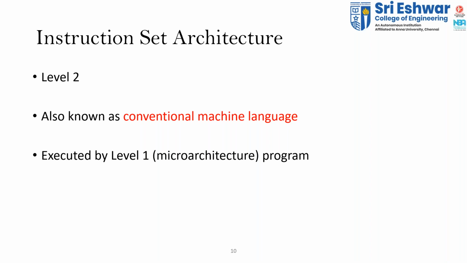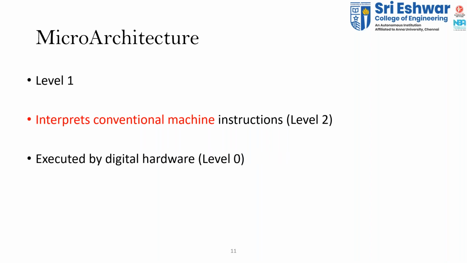It is also known as conventional machine language. Conventional machine language is like hexadecimal values. Instruction set architecture will generate hexadecimal values. And next comes microarchitecture. It interprets the conventional machine instructions. So this is going to convert your hexadecimal value into your digital hardware value in the next level.